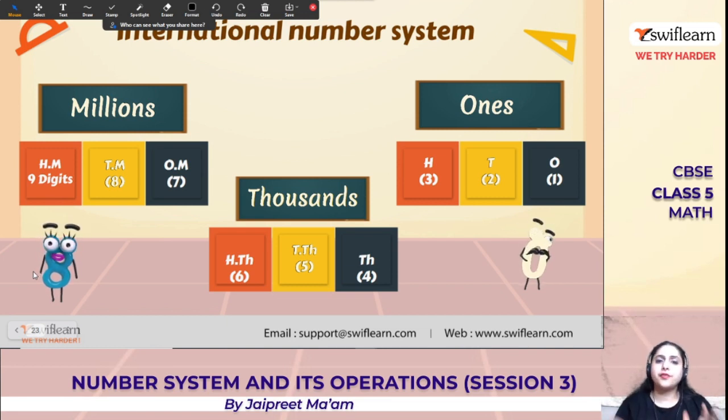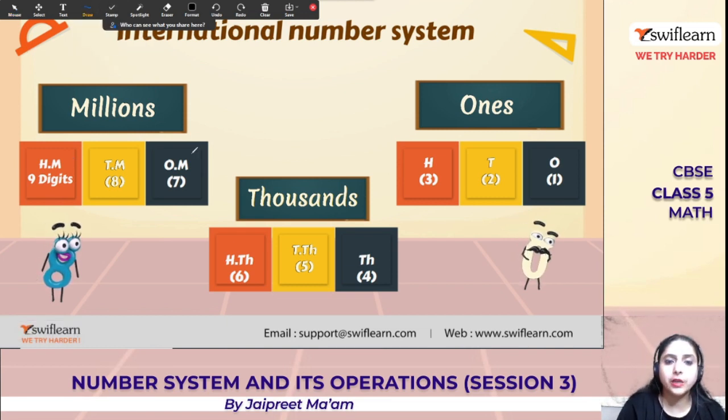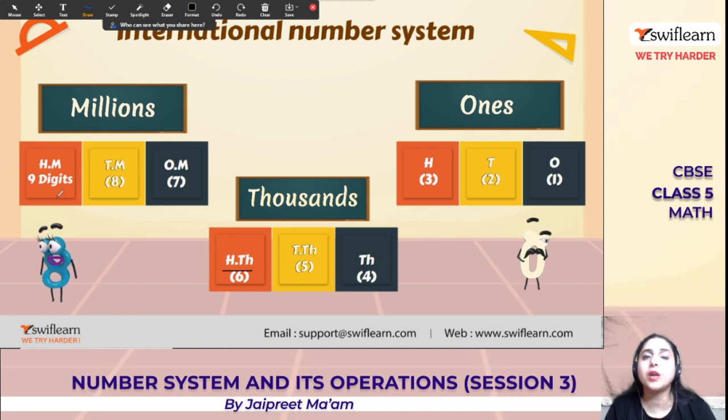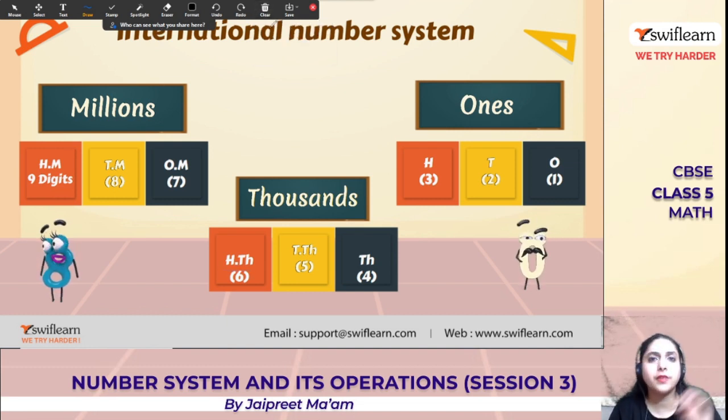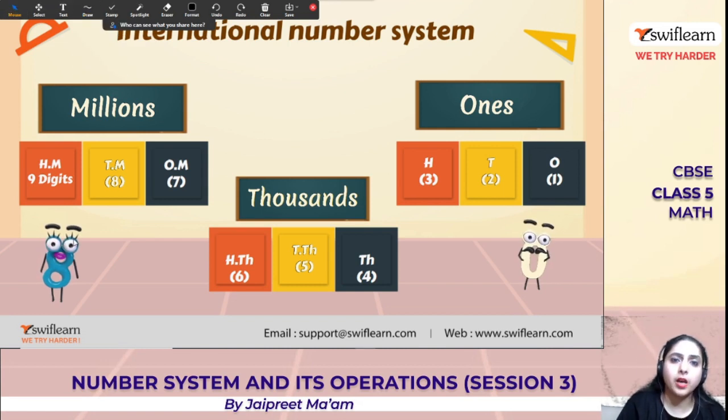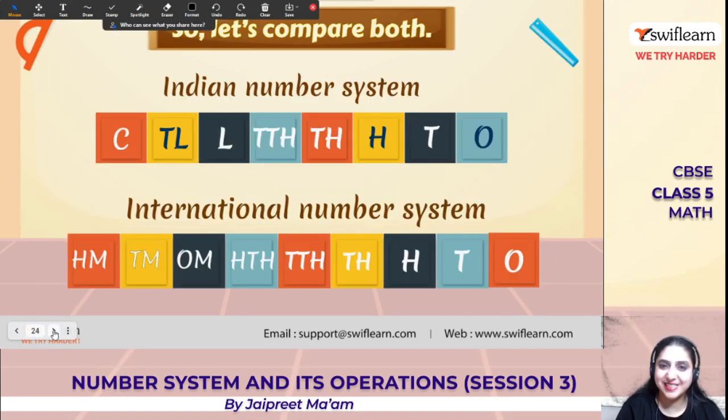The difference is only that it will include 100,000, million, 10 million and 100 million. That means in one period we will have 3 digits. This is the difference, and this is the thing we have to remember. Otherwise the unit period is the same.